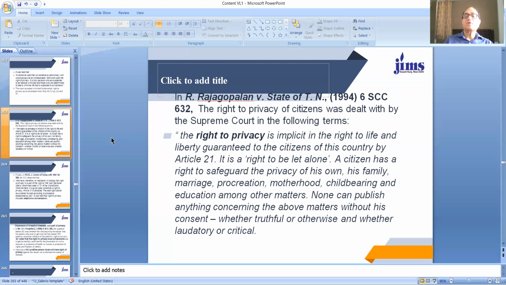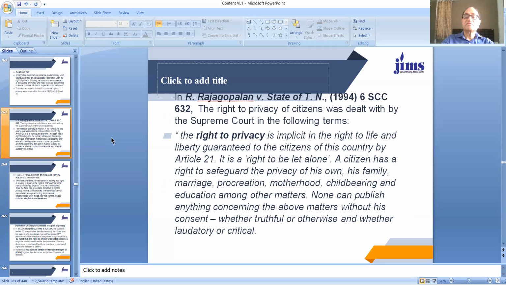Then we have another important case, R. Rajgopalan versus State of Tamil Nadu. In this case, the right to privacy of citizens was dealt with by the Supreme Court in following words. See the words used by the Supreme Court. The right to privacy is implicit in the right to life and liberty granted to the citizens of this country by Article 21. It is a right to be let alone. Mujhe akela rehne do. Don't disturb me.